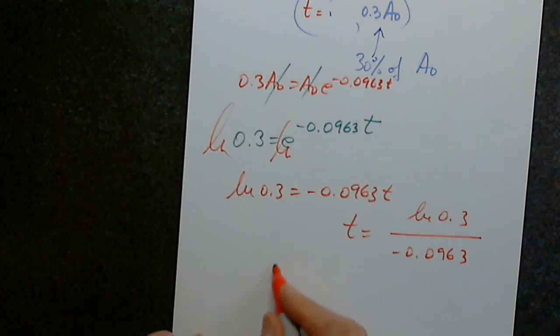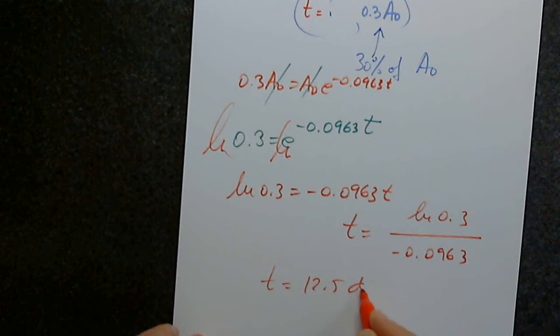And what did we get? 12.5 days. Expected, right? If I take 7.2 days to get from 100% to 50%, from 100% to 30%, it must take longer than 7 days. Does it make sense? Okay, this is the end of chapter 4.